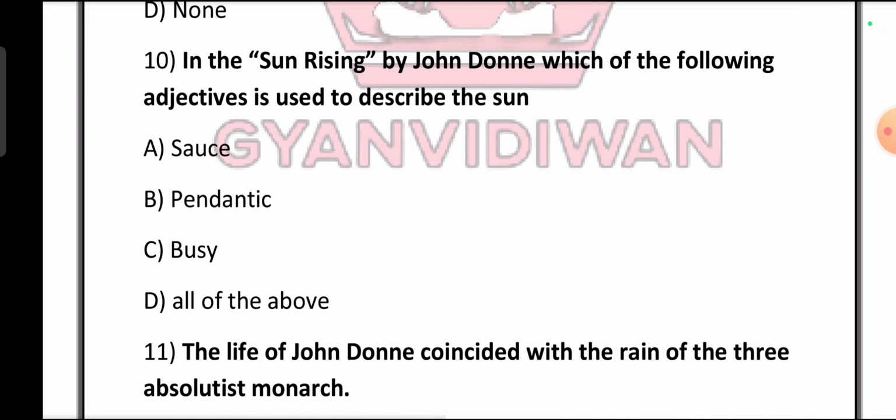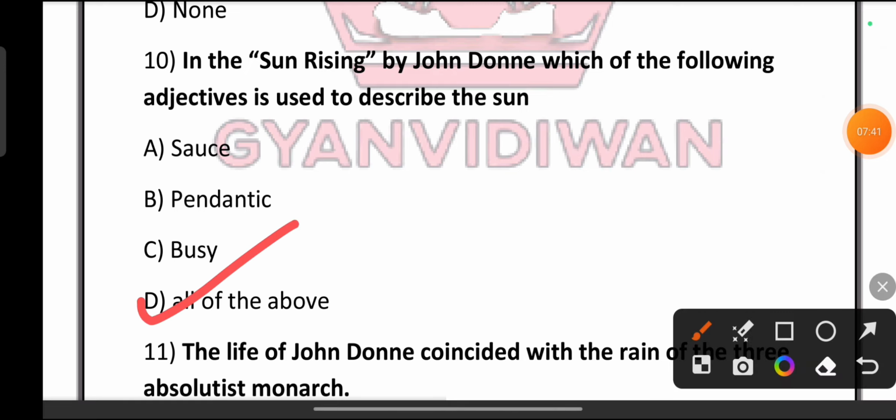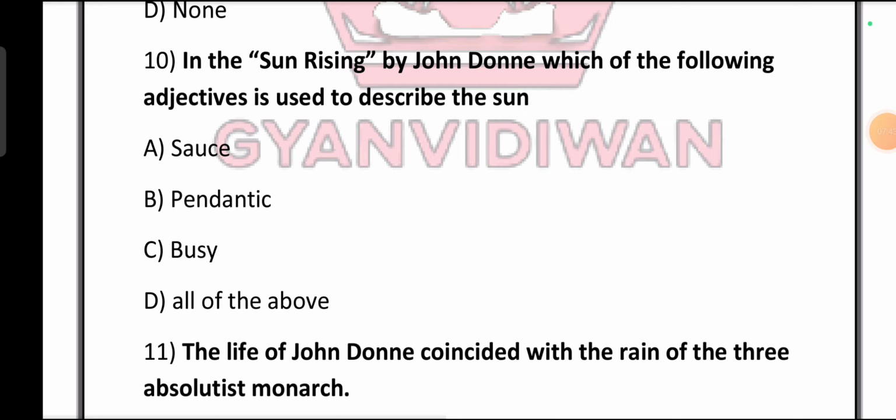Then question number 10. In The Sun Rising by John Donne, which of the following adjectives is used to describe the sun? Right option will be D. All the adjectives that John Donne describes in the poem.